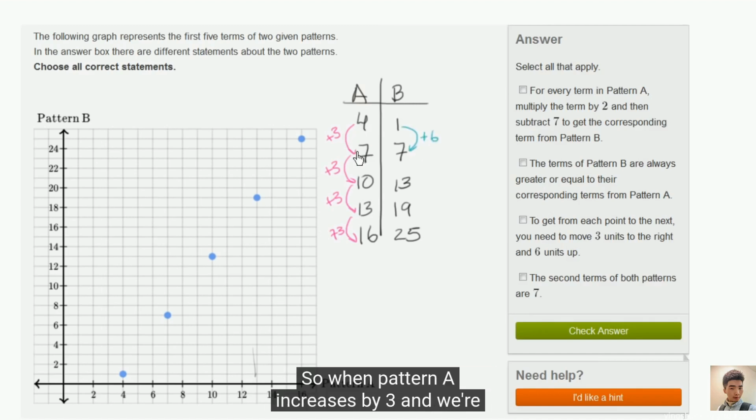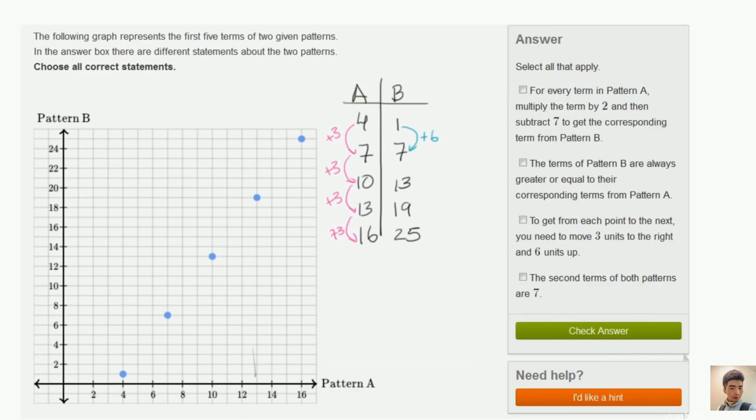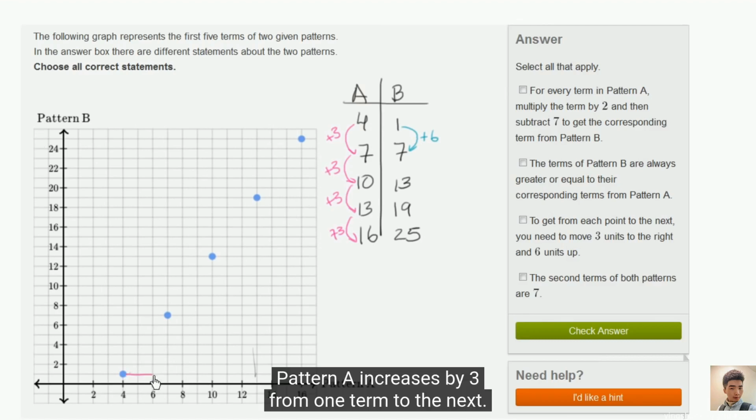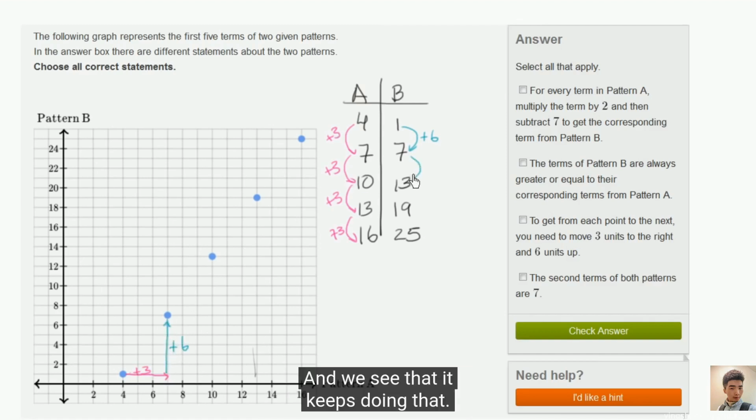So when pattern A increases by 3, and we're moving in the horizontal direction, based on the fact that pattern A is represented on the horizontal axis, we're going to move up 6 in the vertical axis, and we see that here. Pattern A increases by 3 from one term to the next, and when that increased by 3, pattern B increased by 6 from one term to the next. And we see that it keeps doing that.